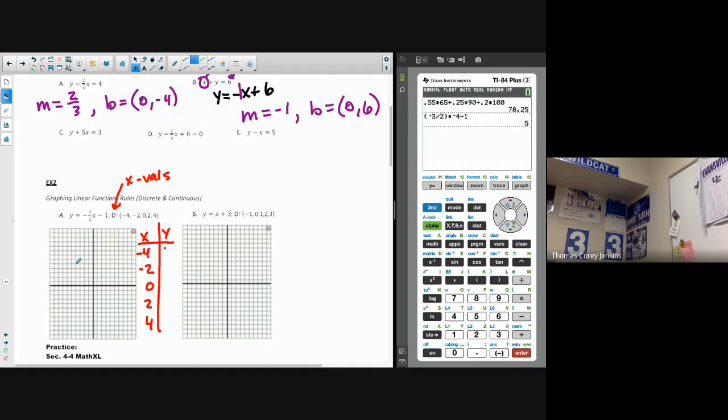-4 goes to 5, so that would go right there on the graph. Now we want to do the same thing for -2. I was hoping I could just repeat that, but it's not going to let me do it. All right, so I might start to go a little bit quicker here.